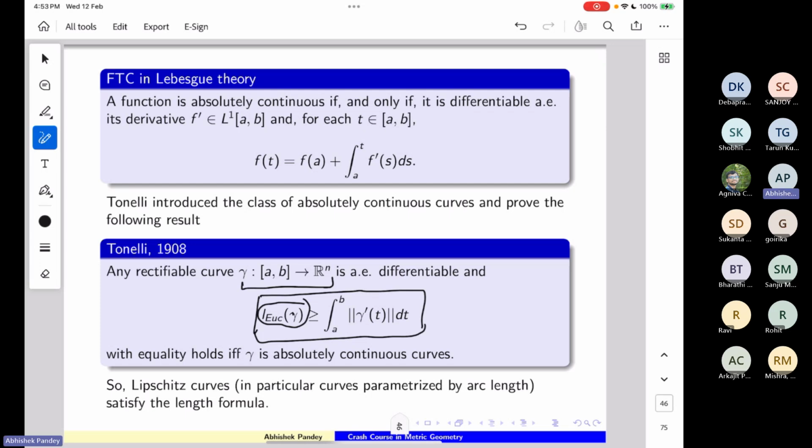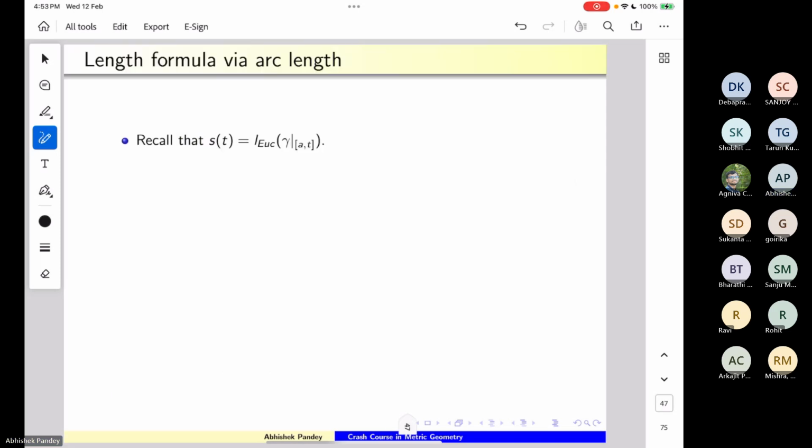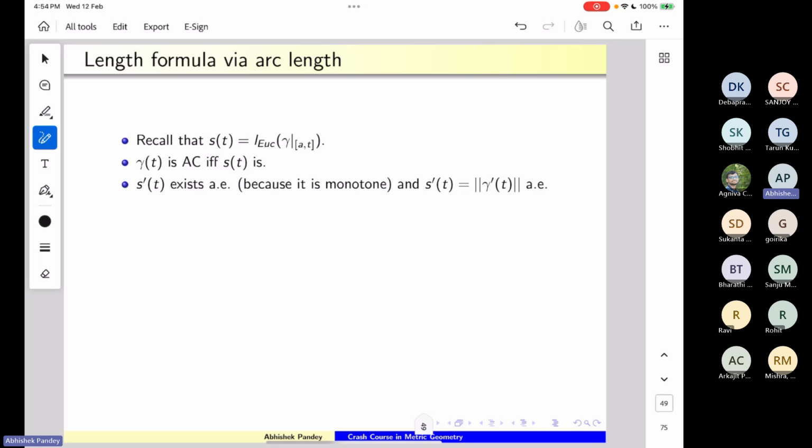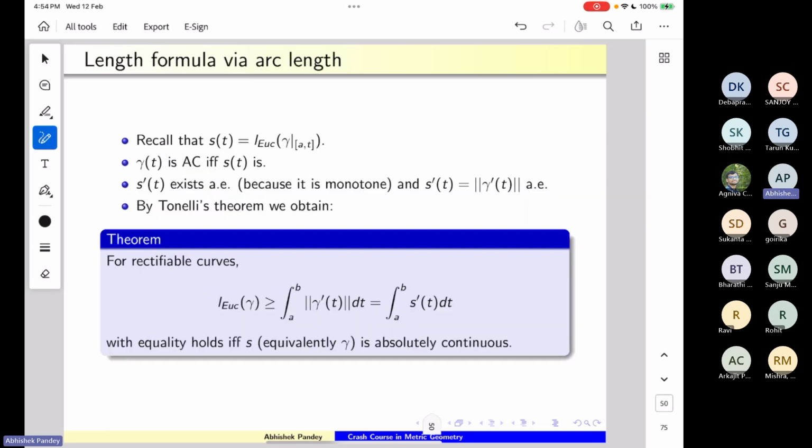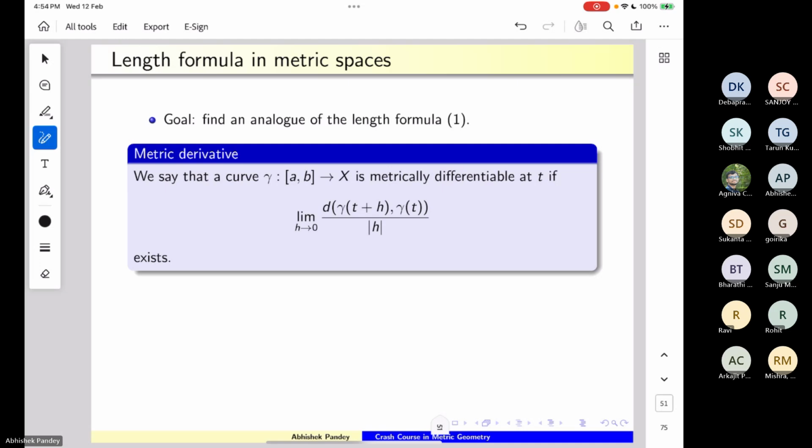Okay? As we have seen, any rectifiable curve can be parametrized by a curve gamma s, which is the arc length parametrization, and that gamma s is basically 1-Lipschitz. Okay? So we can take any rectifiable curve and we can work with its arc length parametrization. That arc length parametrization is Lipschitz. Okay, so this is the length formula by arc length. Okay. So here we have the theorem. So for any rectifiable curve, as I mentioned earlier, this is basically gamma dot t. We can write it as basically s dot t, and with equality if and only if gamma is absolutely continuous.